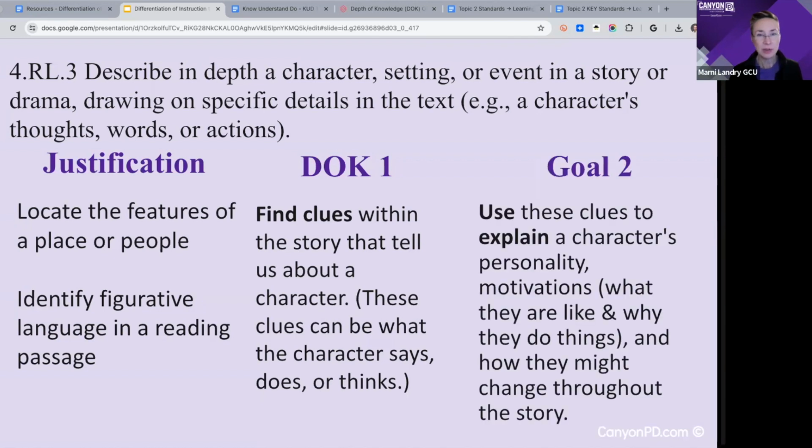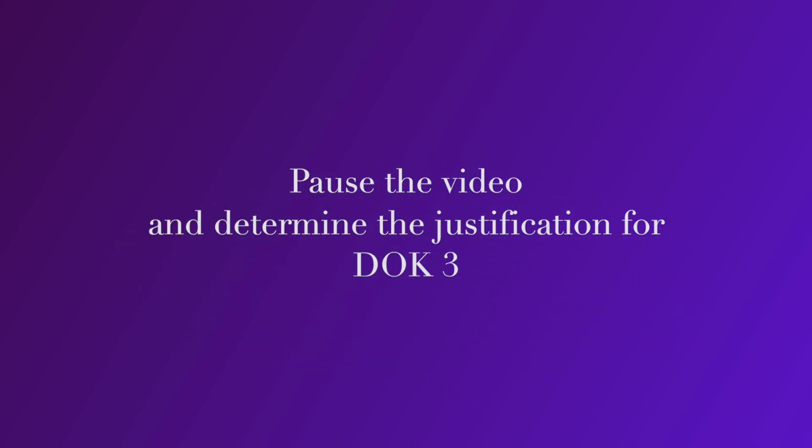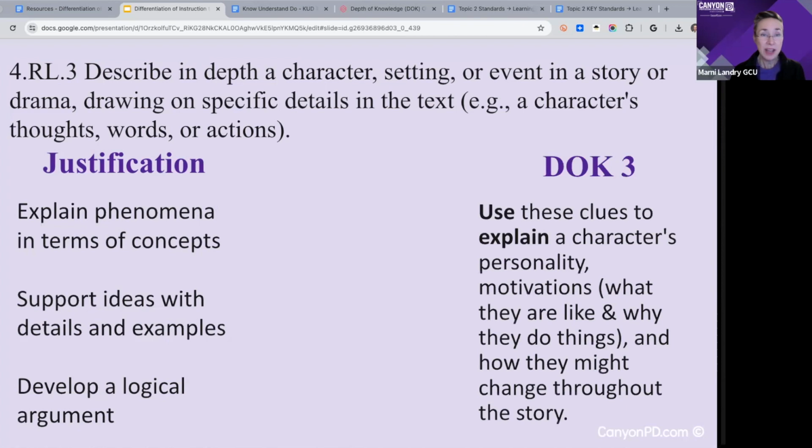So here's learning goal 2. Use the clues to explain a character's personality, etc. I'm going to pause the video, and I want you to come up with the justification for my DOK level of DOK 3 for goal 2. And the justification that I have is that they have to explain phenomena in terms of the concepts. This is much higher level. They have to support their ideas with details and examples. So they have to have the idea and then find the evidence, and they have to develop a logical argument. So these are the reasons I identified it as depth of knowledge level 3.